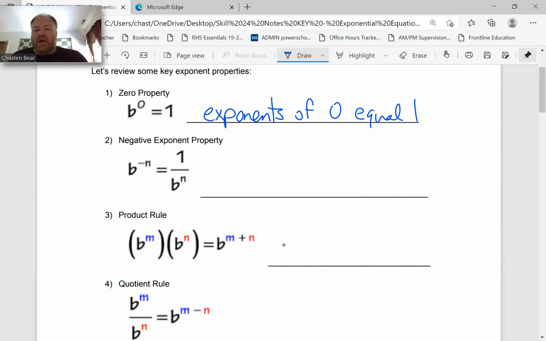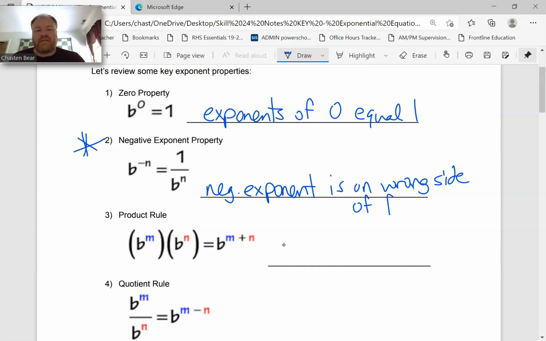The negative exponent property says if you have a negative exponent, you just move it to the other side of a fraction bar. Now, I do want to make note that when we use this one in our lesson, we may actually be using it in reverse. Like you might have 1 over b to the n, and we'll actually have a need to rewrite it as a negative exponent for reasons that'll make sense when I do problems. What this says is that a negative exponent is on the wrong side of the fraction bar. At least that's the way I think of it.